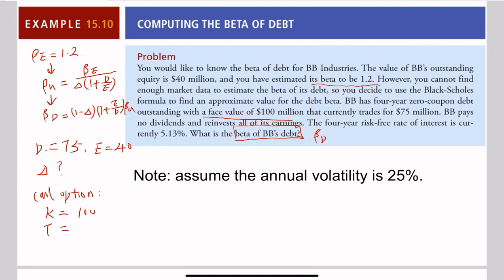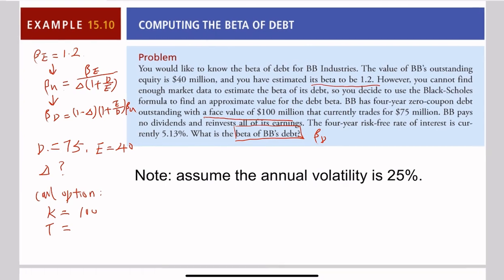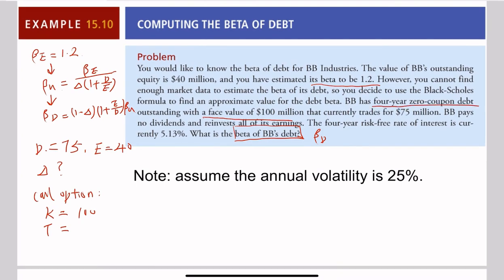Because we know that the expiration date of this call option should be the same as the maturity date of the debt. And we know that it's a 4-year zero coupon debt. So T equals 4. And we also know that sigma equals 25%. So this is a given number. And then remember to use the Black-Scholes model. We have to find out 5 inputs, right? We have got 3. So we need the risk-free rate.